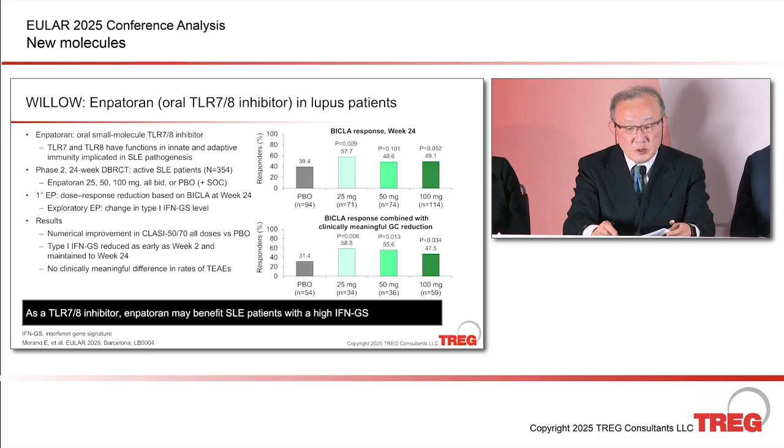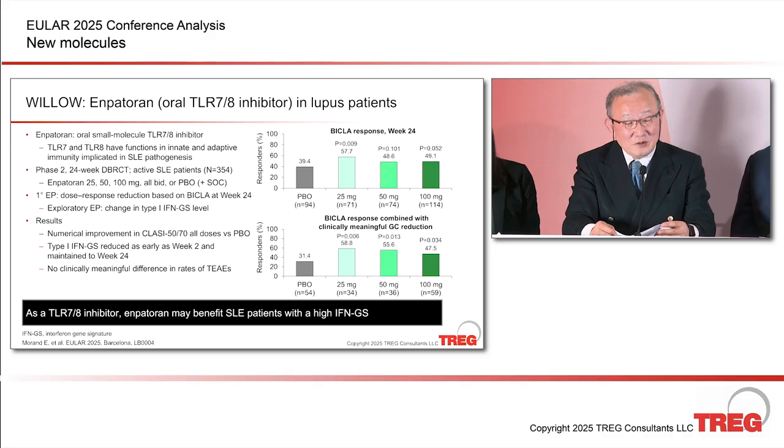In terms of the response combined with clinically meaningful glucocorticoid reduction, again, we could not see good dose dependency. But the drug rapidly reduced the interferon gene signatures, and if patients have high interferon gene signatures or high skin eruptions, this drug appears to be better, and we observed good dose dependency. So we have to think about how to treat or estimate these drugs.